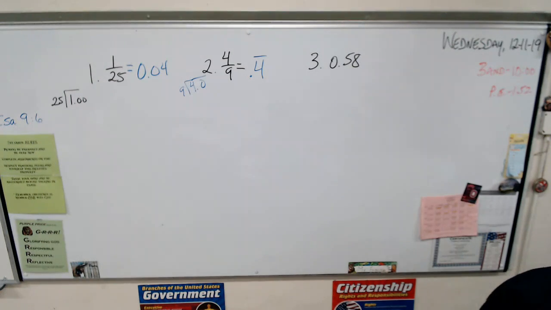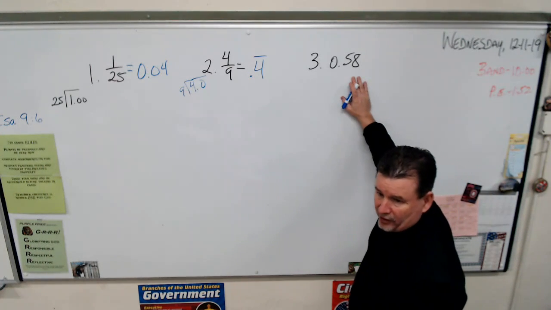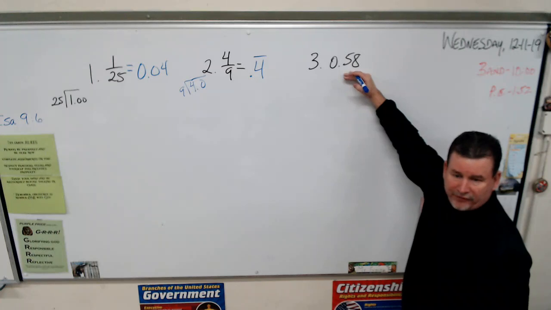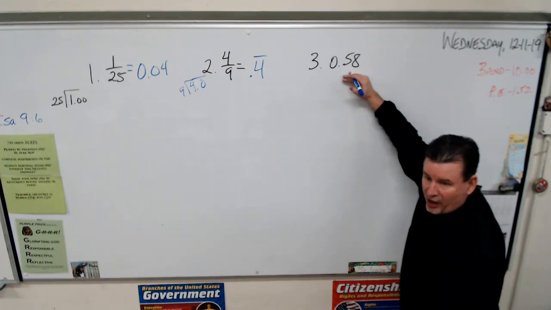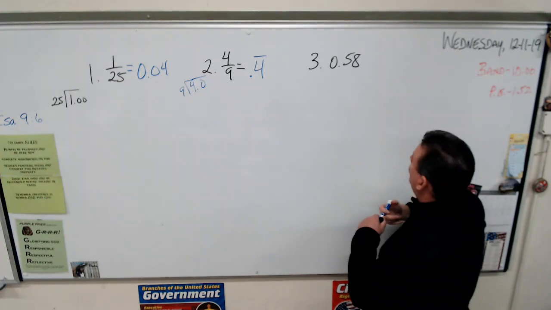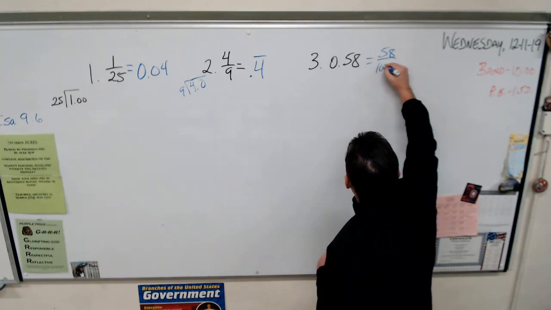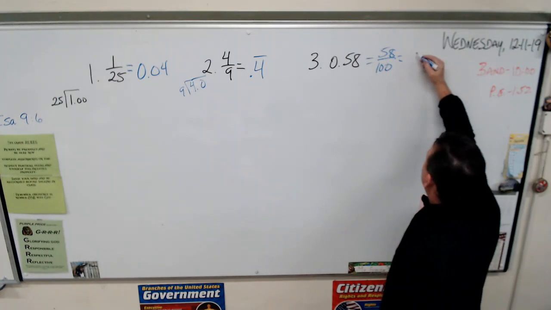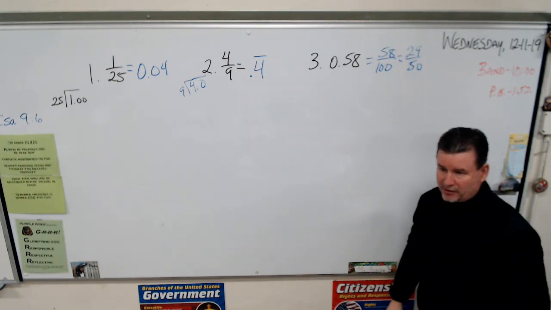Number 3, 0.58. Your job is to change that decimal into a fraction. So Dominic reads this number as 58 hundredths. If this is 58 hundredths, he knows that he has to reduce that because they're both even. And his final answer is 29 fiftieths.